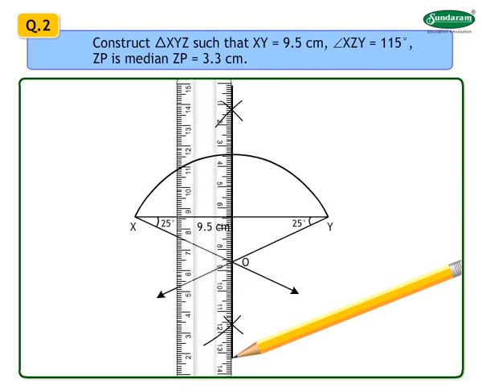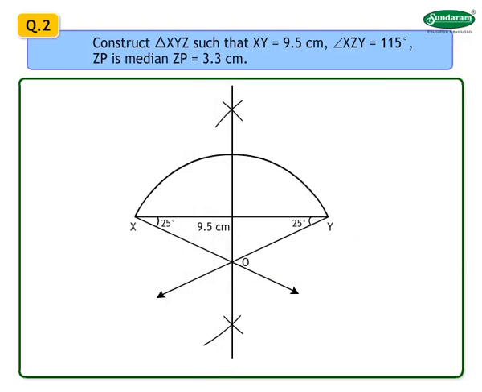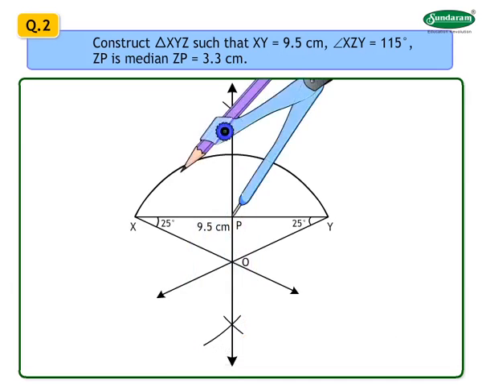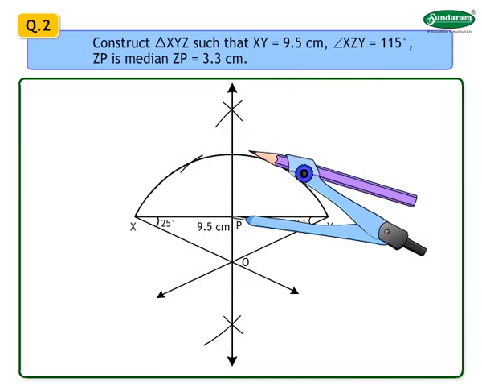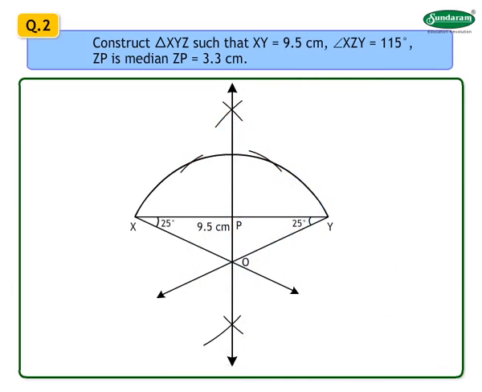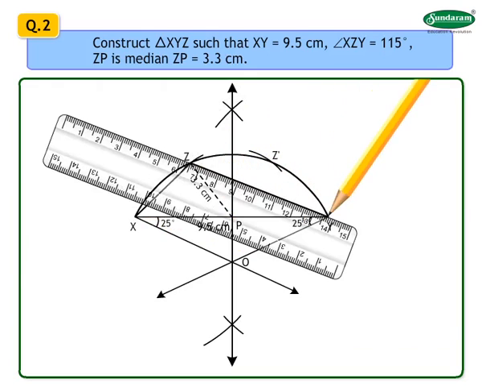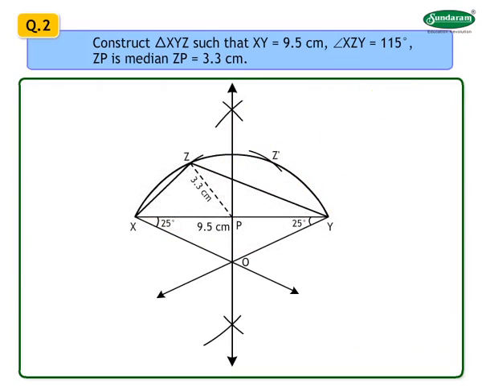Now, draw perpendicular bisector of segment XY and name the midpoint as P. Taking P as a center, draw arc with radius 3.3 centimeters which cuts the given arc in point Z and Z dash. Join XZ and ZY. Thus, triangle XYZ is the required triangle.